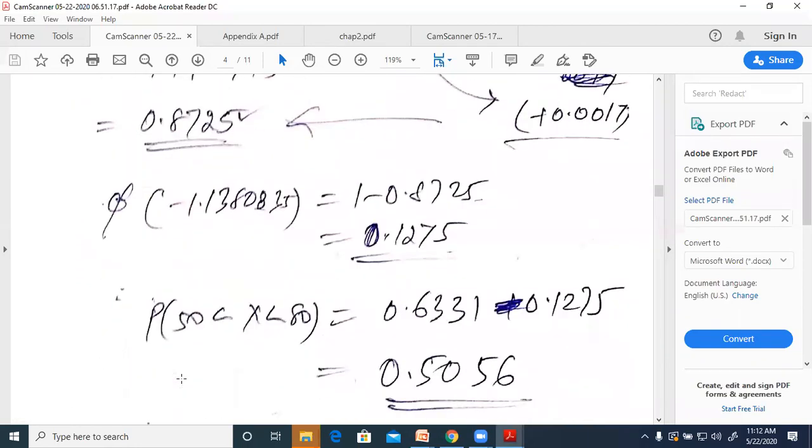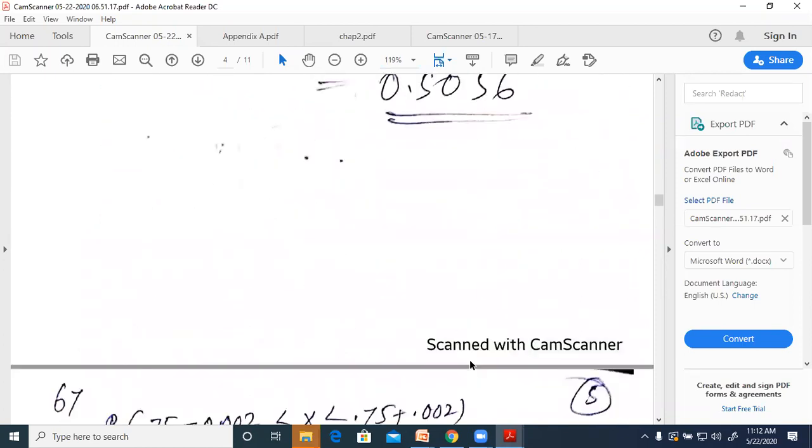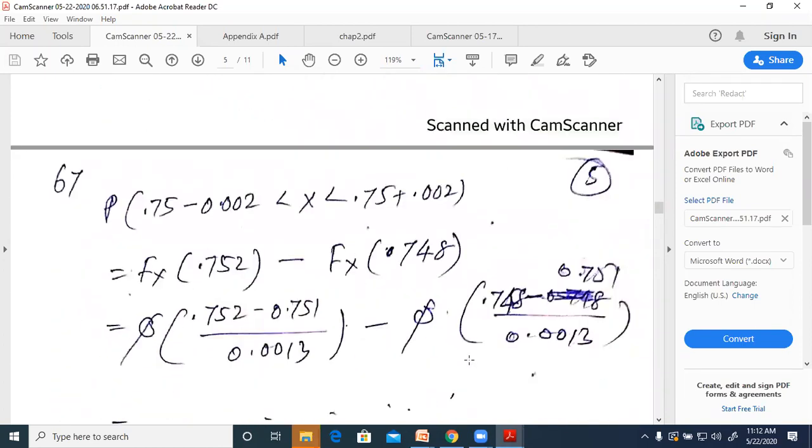Because we want a negative value, it will be 1 minus, that is phi of minus z is equal to 1 minus phi of z, and that's why you subtract that, you'll get 1.75. The range of values is 0.6331 minus 0.1275, and that will turn out to be 0.5056. This is how we can find the solution for that.